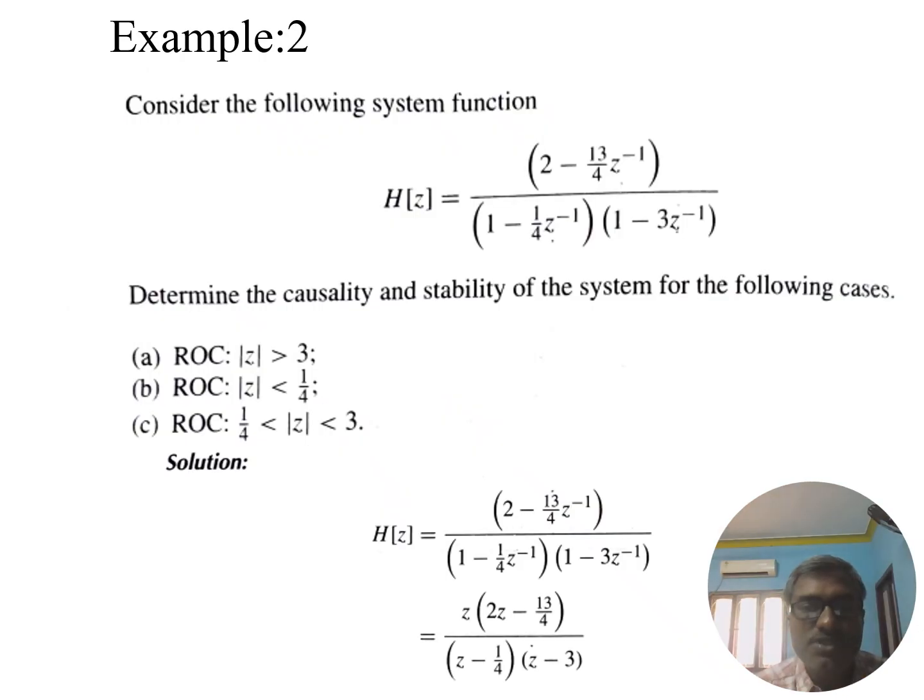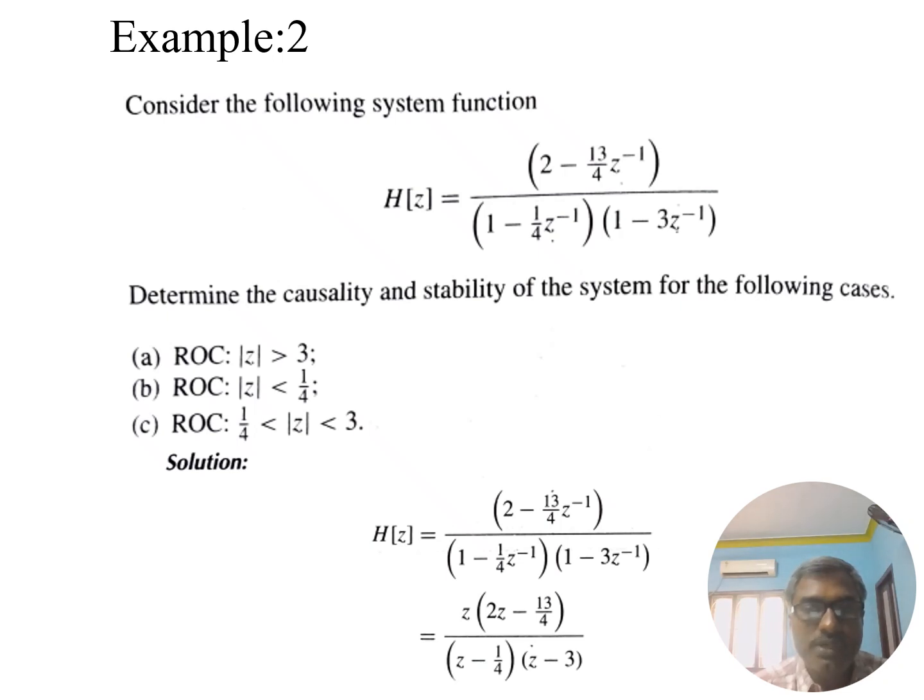So the system is said to be a non-causal system. The system function of the next problem is given as H of z equal to (2 minus 13 by 4 z inverse), divided by (1 minus 1 by 4 z inverse) into (1 minus 3 z inverse). Determine the causality and stability of the system for the following ROC cases. First case is ROC greater than 3, second case is ROC less than 1 by 4, and third case is ROC lies between 1 by 4 and 3.